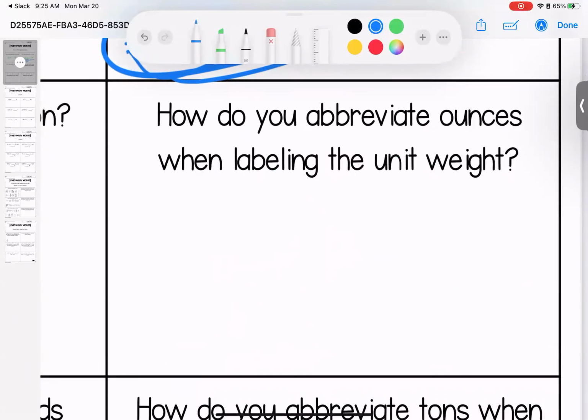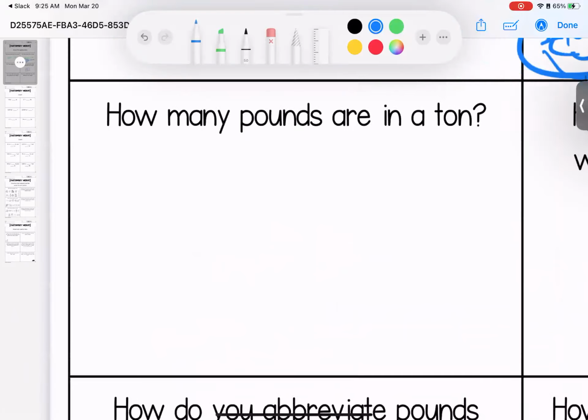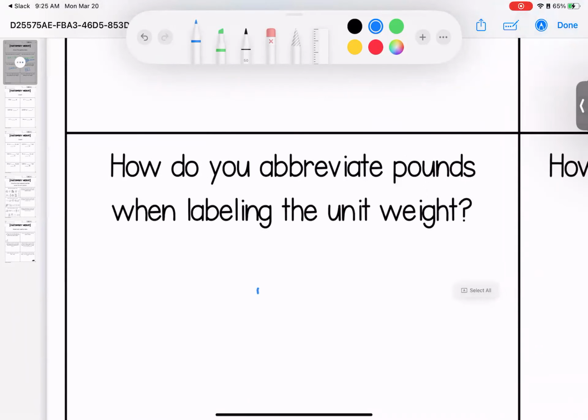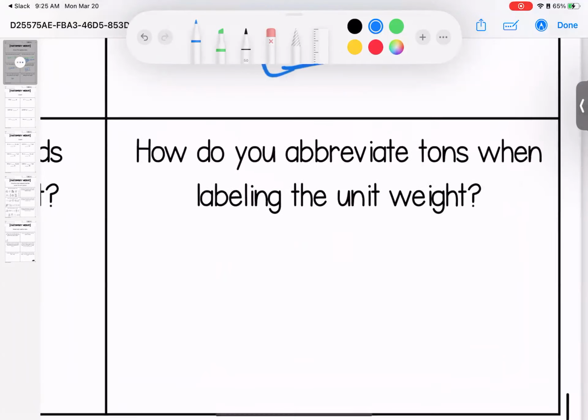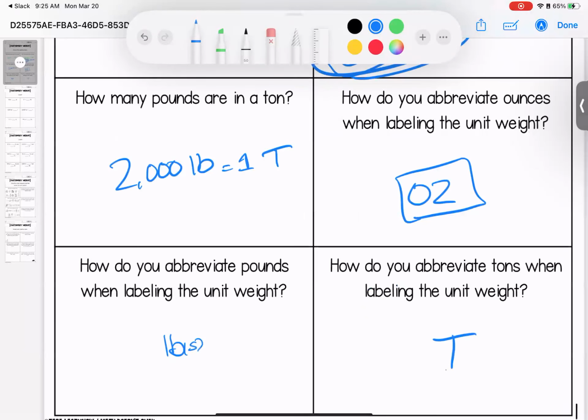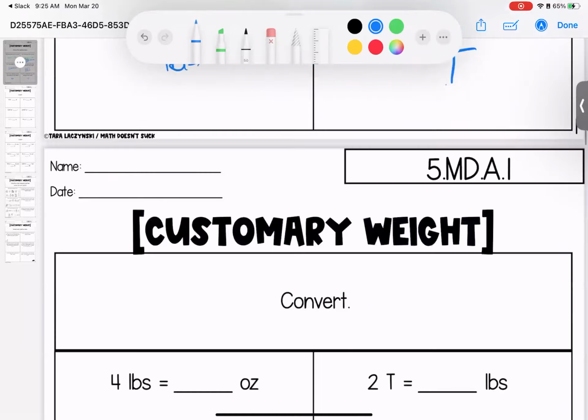What is the abbreviation we use for ounces? Ounces is OZ. How many pounds are there in a ton? There are 2,000 pounds in 1 ton. What is the abbreviation for pounds? It's LB or LBS. And then what is the abbreviation for tons? It is a capital T. Notice that ounces and pounds are lowercase, and then our tons is uppercase. Any questions on these? Bring them with you to class.